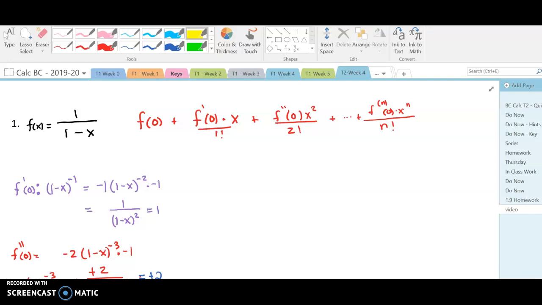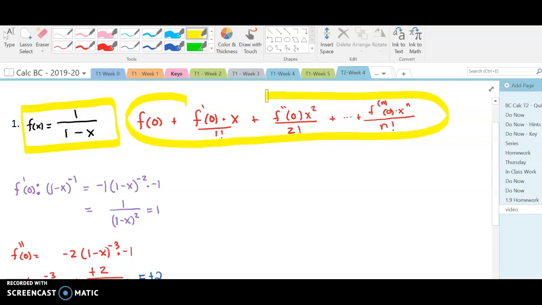We're going to build the series for the function 1 over 1 minus x. And so always, we use this expansion formula for a Taylor series. And so in order to do this correctly, I'm going to need a bunch of derivatives. The first derivative, the second derivative at 0, third will probably be enough. Hopefully that'll help me understand what the nth derivative pattern is going to become.